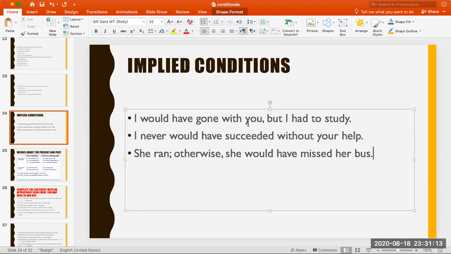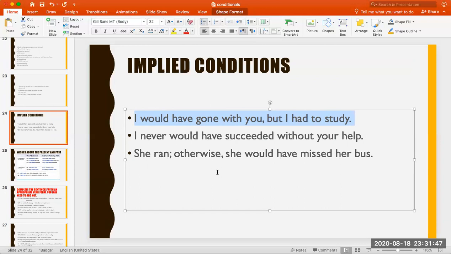I would have gone with you, but I had to study. So the sentence doesn't use if, but the implication is conditional, meaning I would have gone if I hadn't had to study. For example, if I didn't have to study, I would have gone with you. Is it correct? I would have gone with you if I didn't have to study.